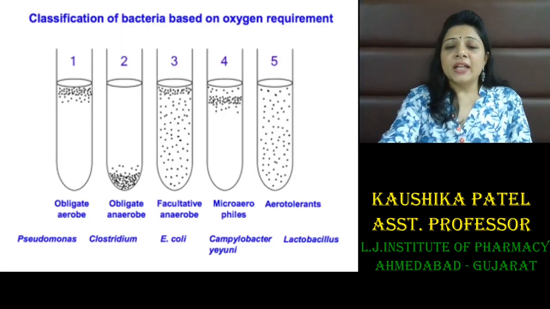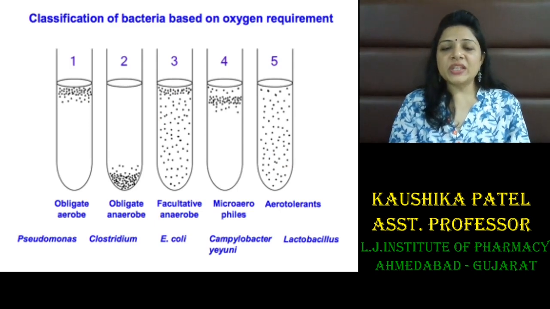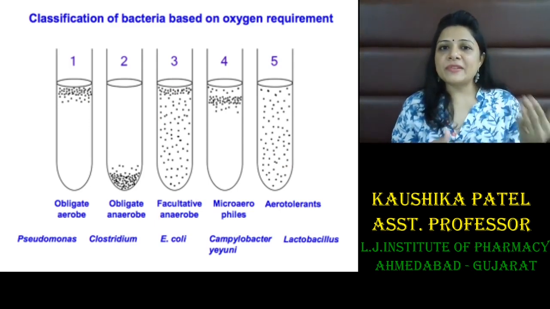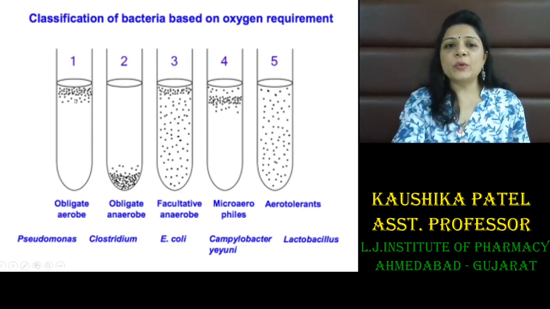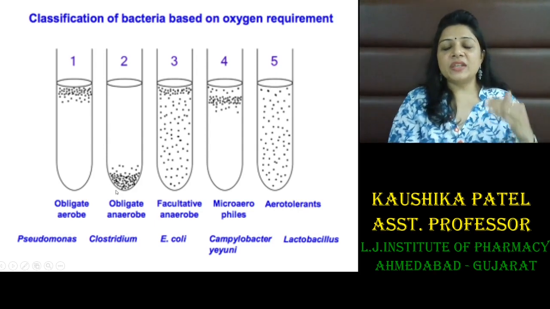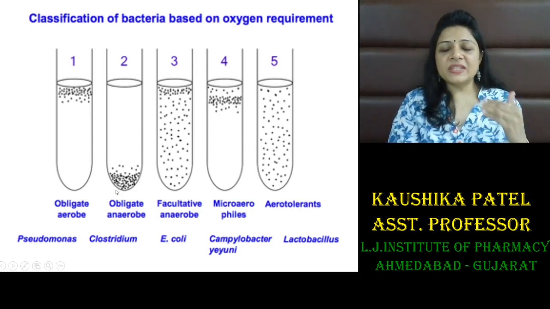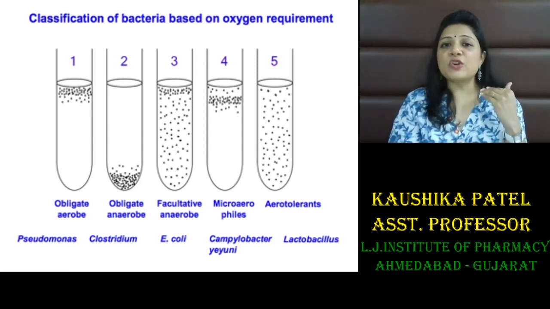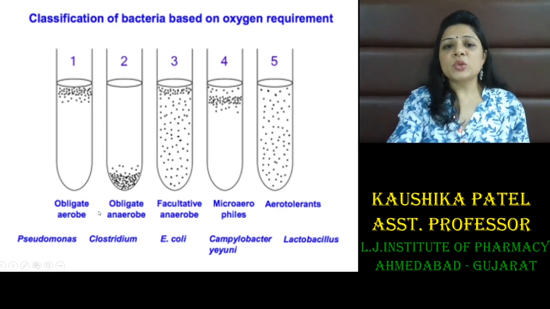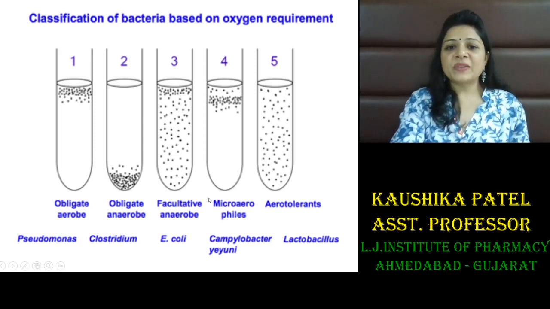Now, obligate aerobes are very strict in oxygen requirement. They can survive only in the presence of oxygen and they grow on the surface of the test tube. Obligate anaerobes are strictly anaerobic organisms. They can survive only in the absence of oxygen. Even if a small amount of oxygen is present, it acts as poison. So they grow at the bottom of the test tube.